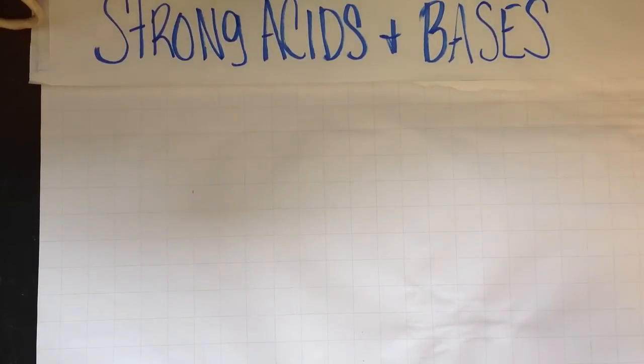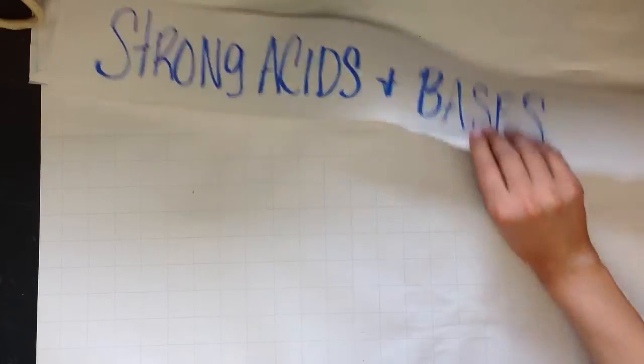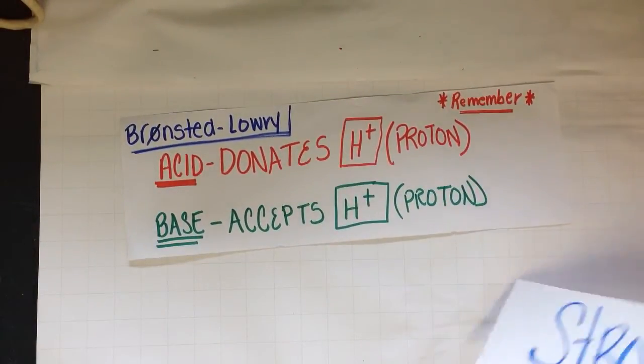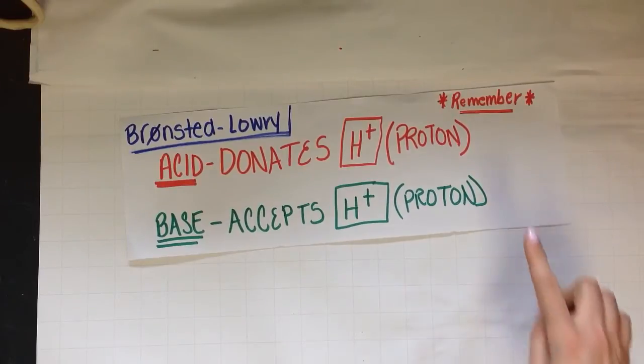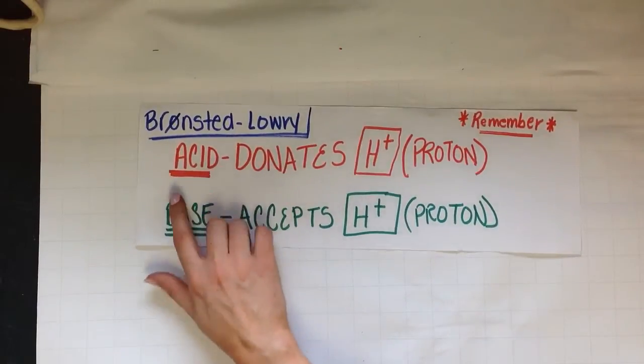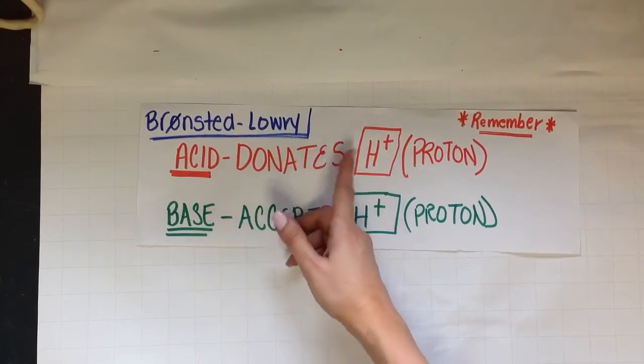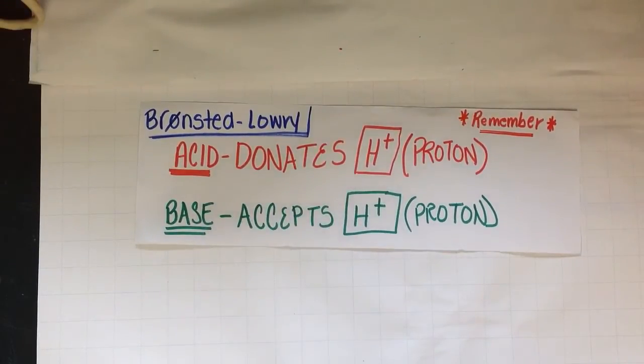This is a flip video about strong acids and bases. A few things to remember for this video is that we're going to be focusing on Bronsted-Lowry's definitions of an acid and a base. And if you remember from our previous video, in a Bronsted-Lowry acid, the acid donates a proton, an H+, and the base accepts the proton.